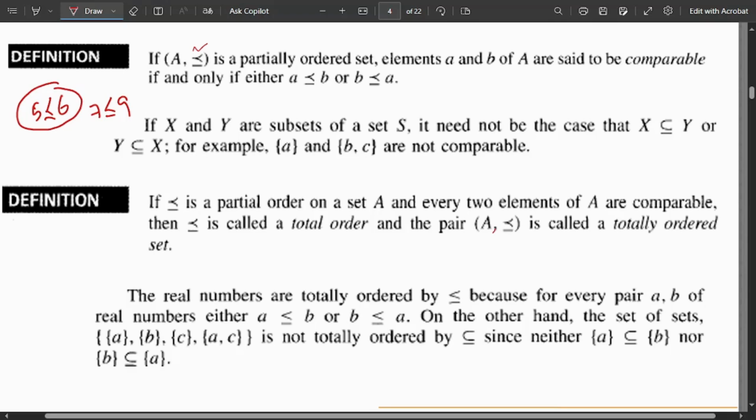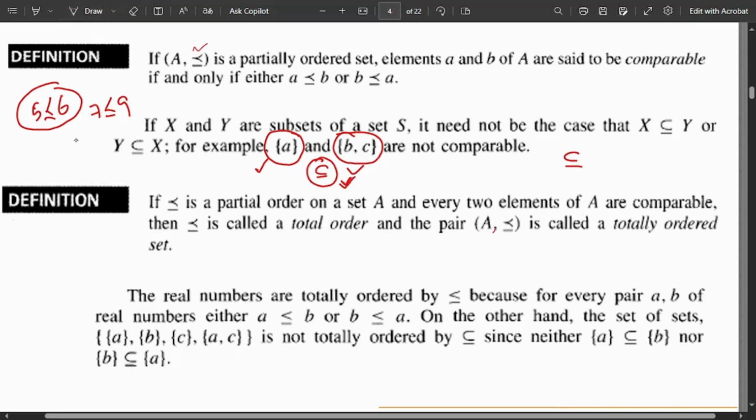But in the case of subsets, if I consider these two subsets of S, I cannot relate these two sets with the subset or equal to relation. So these two kinds of elements are not comparable. So you cannot use the subset or equal to relation as a comparability condition.